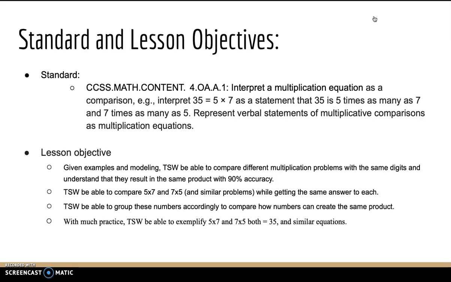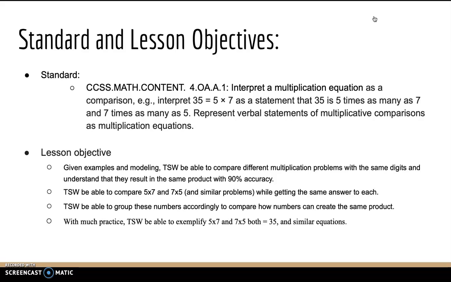For our objectives, given examples and modeling, students will be able to compare different multiplication problems with the same digits and understand that they will result in the same product with 90% accuracy. The students will be able to compare 5 times 7, 7 times 5, and similar problems while getting the same answer to each.